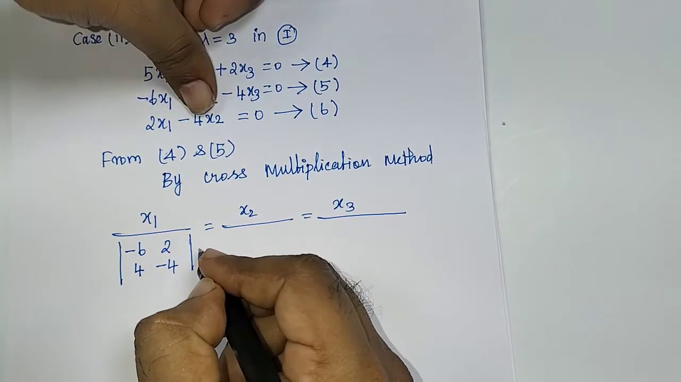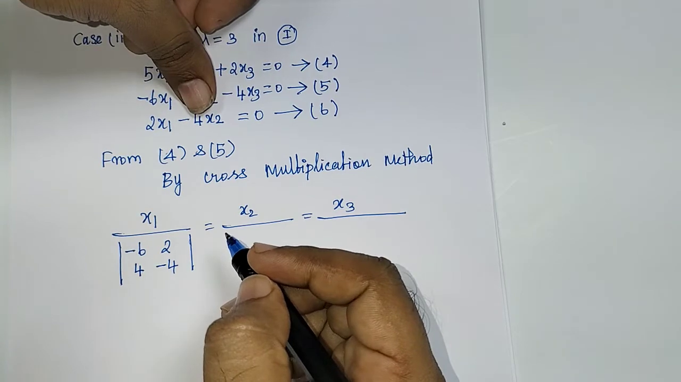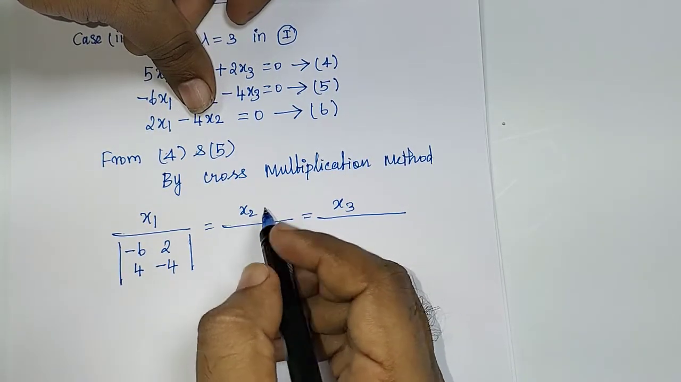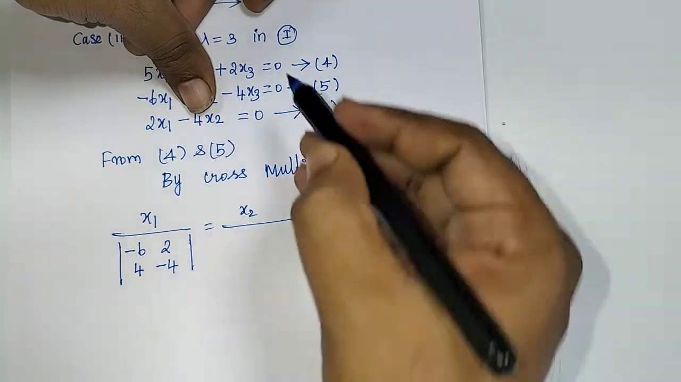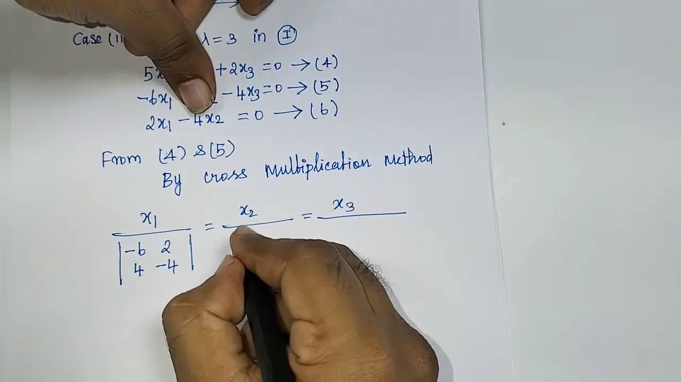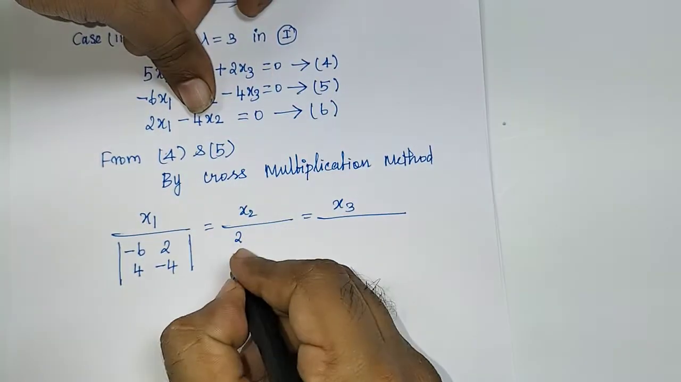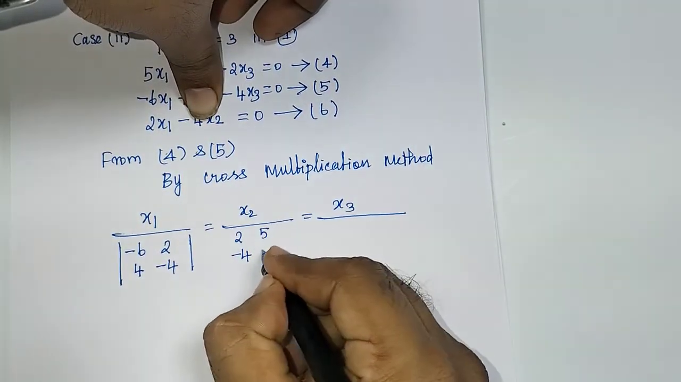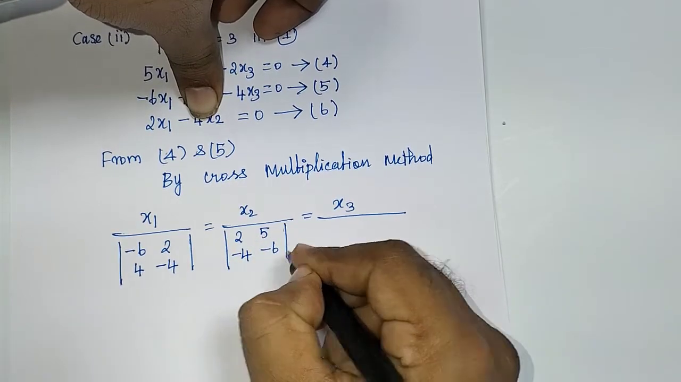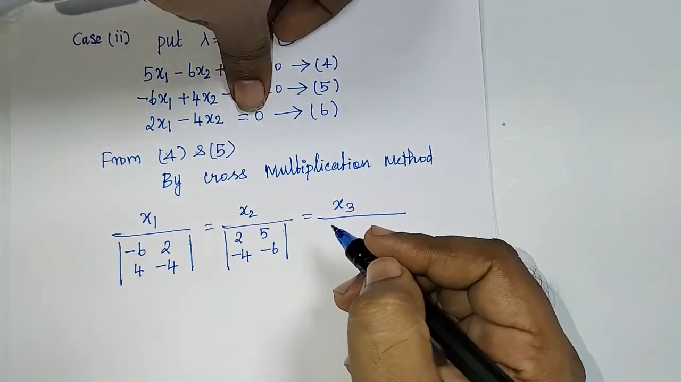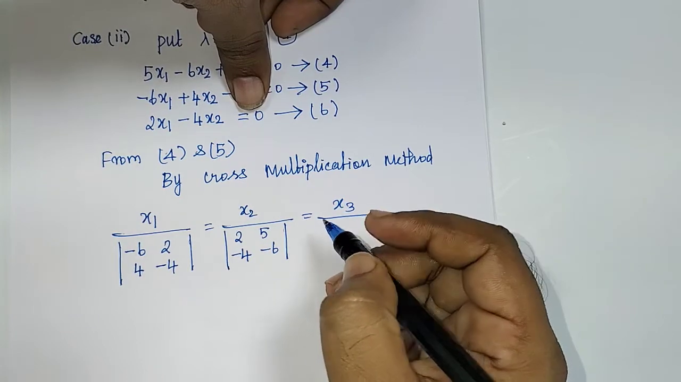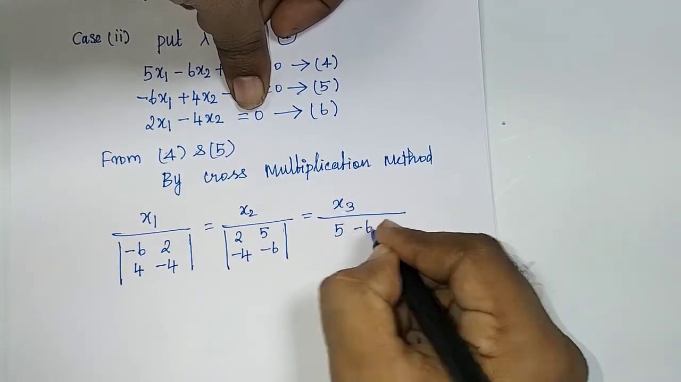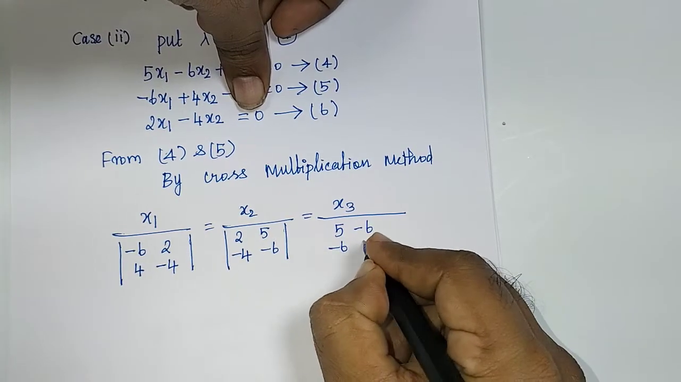So next I'm going to find x2. So omit the x2 coefficient from equations 4 and 5. Remaining you can write in determinant form. When finding x2, always first you can write the x3 coefficient, that is 2 and minus 4. Now you can write x1 coefficients 5, minus 6. Last one, I'm going to find x3, so omit the x3 coefficient. Remaining you can write in determinant form 5, minus 6, minus 6, 4.